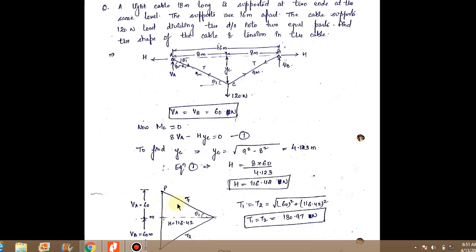So now you have to find the value of tension in the cable. Tension, see there are two parts, AC and CB. So now you have to find out the values of tension in AC and CB. So in order to find the values of tension, draw the polar diagram. So in order to draw the polar diagram, first draw a vertical line. On this line, take VA equal to 60.